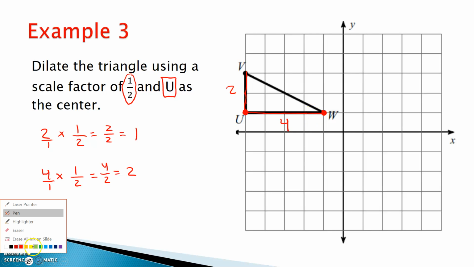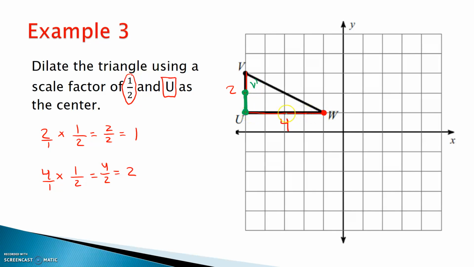So let's go ahead and get our new primes here. Let's see if I can do it in green. Again, this is still centered at U. The U is not moving. A distance of 2, when I applied the 1/2, turns into a 1. So I go just a distance of 1, and that's the new V prime.